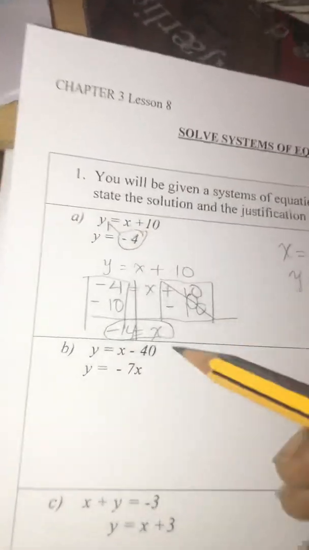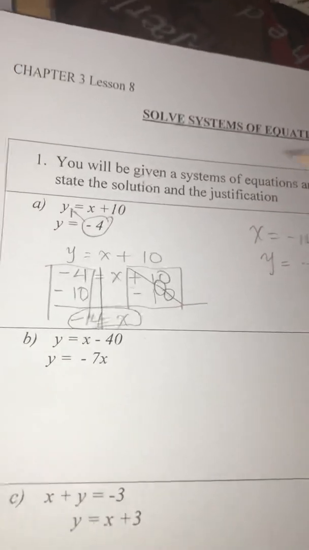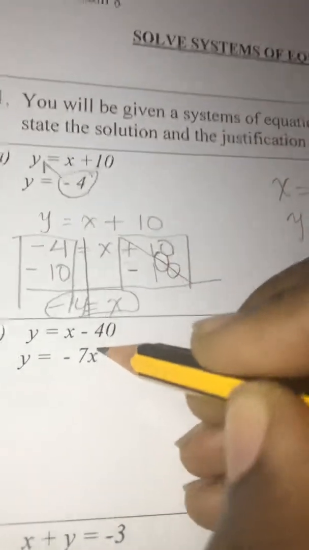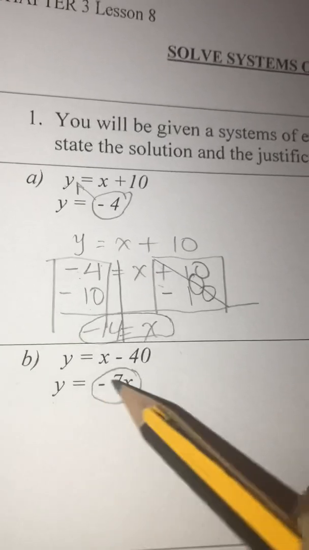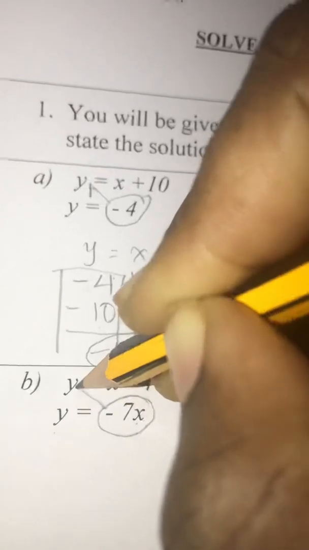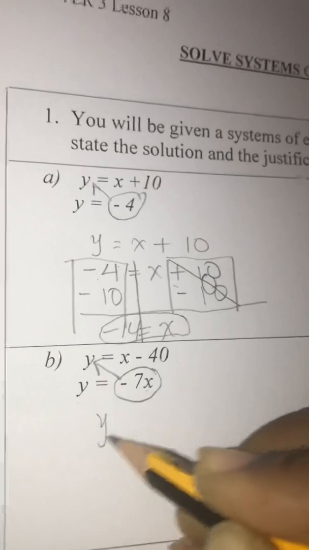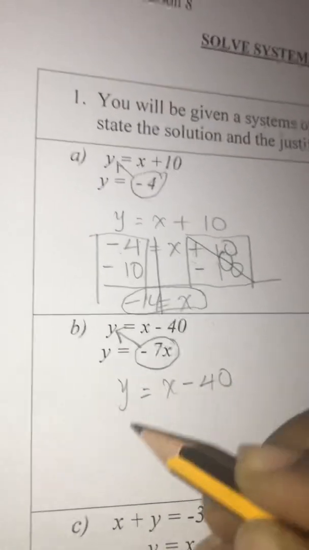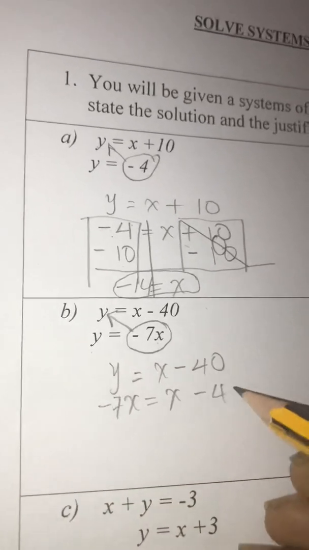All right, let's do this. Here I don't know y in terms of y is not a number. Here y is a number and a variable. So I'm just going to circle this. I know that y equals -7x. So I know this will go under here. Okay? So I'm going to write my equation. Y equals x minus 40. So here I will write negative 7x equals x minus 40.